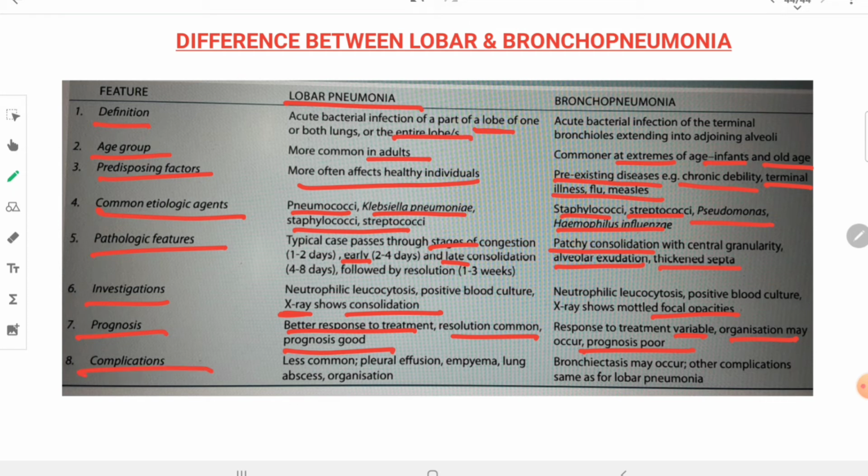Complications are usually less common in lobar pneumonia. Pleural effusion, empyema, lung abscess, and organization can develop, but they are less common. While complications are common in bronchopneumonia, particularly bronchiectasis can occur. Other complications are the same as in lobar pneumonia. So the chances of complications are greater in bronchopneumonia. So we can say that in bronchopneumonia, the patient usually has a poor prognosis, right? So this is the difference between lobar pneumonia and bronchopneumonia.